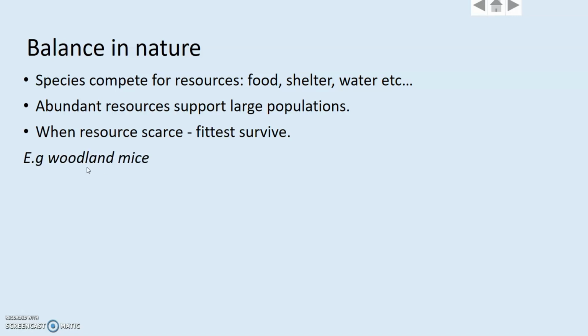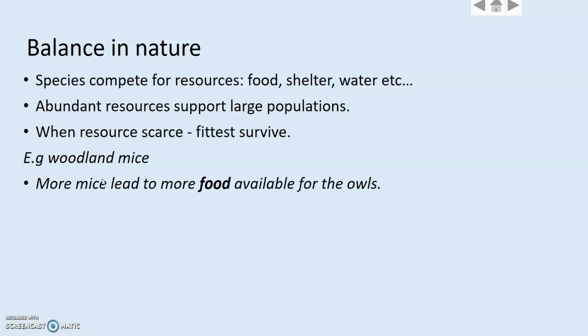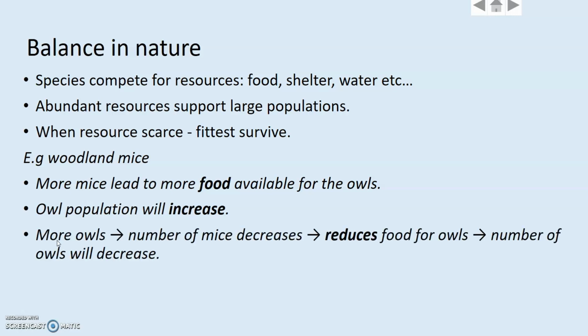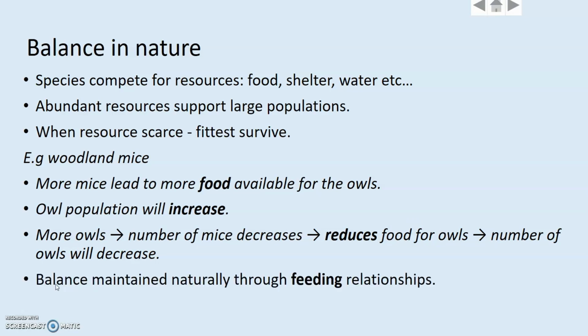Let's think of the woodland mice, the mice in the forest. Well, if there are more mice, then there's more food available for the owls that hunt them. So the owl population will increase. But the more the owls are, the more they eat the mice, so then the mice population decreases, which means there's now a reduced amount of food for the owls, and so the number of the owls will decrease. And that is how balance is maintained naturally through these feeding relationships.